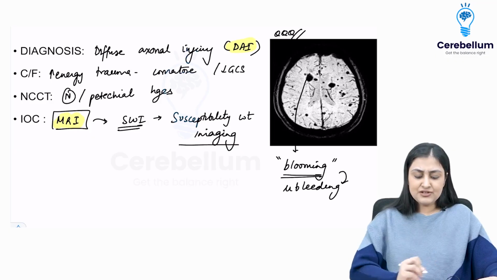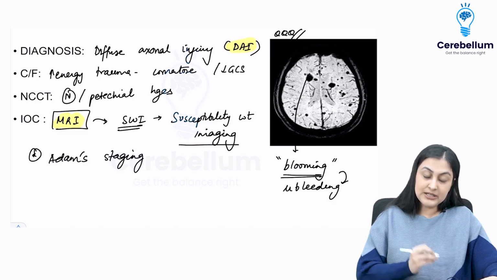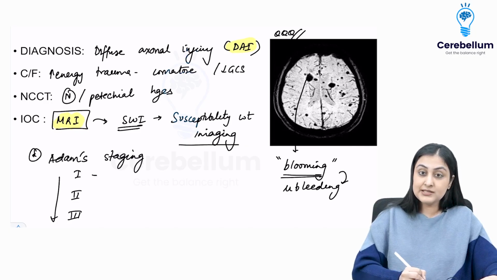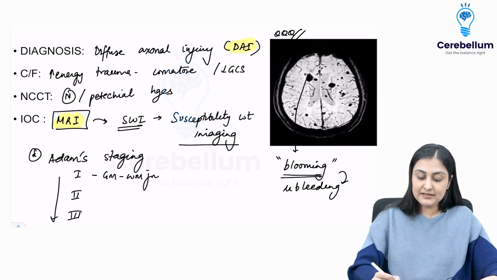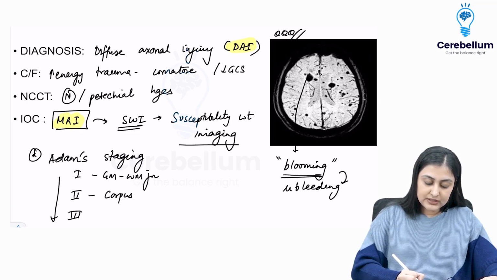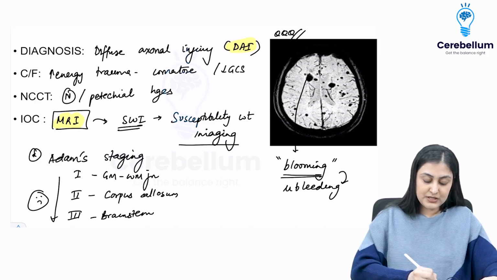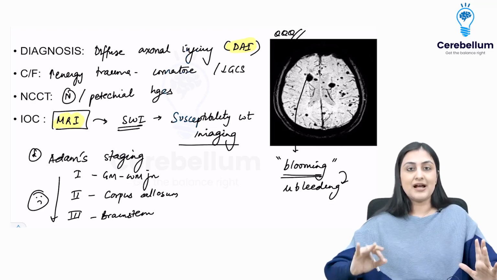Just for an extra edge, this has not been asked, but we also have a classification, the Adams staging of diffuse axonal injury, wherein you have 3 grades with increasing severity. Grade 1 is when these bleeds are in the gray matter white matter junction, in the cortex, parenchyma. In grade 2, you have bleeding within the corpus callosum, and in grade 3 you have bleeding in the brainstem. As we increase in the grade, the prognosis becomes more and more poor. So this is what you need to remember about diffuse axonal injury.